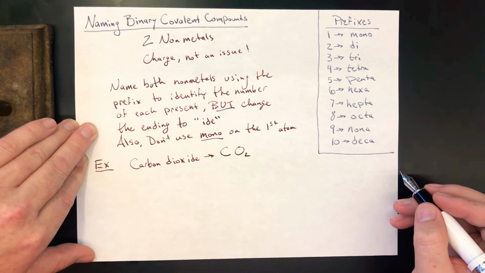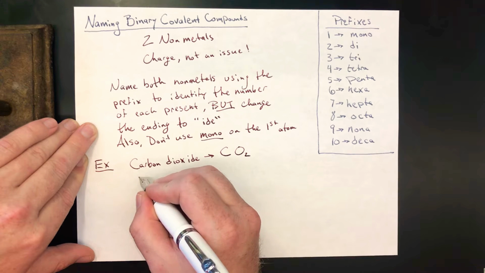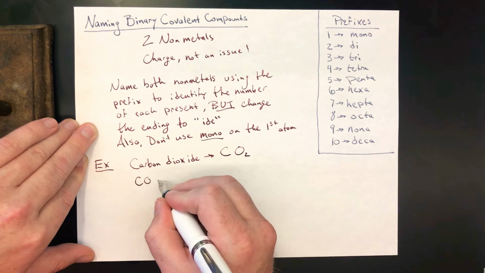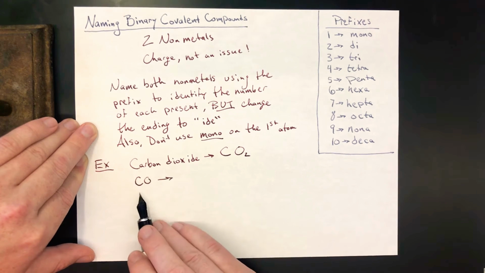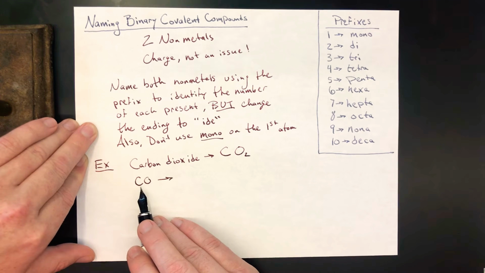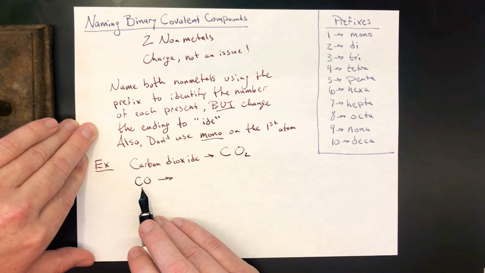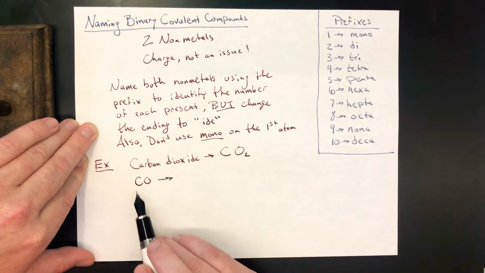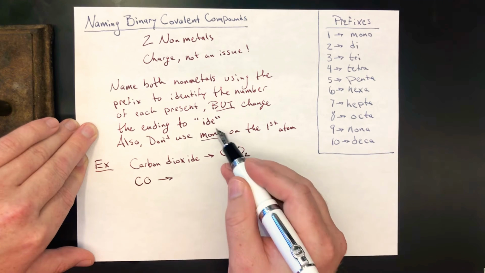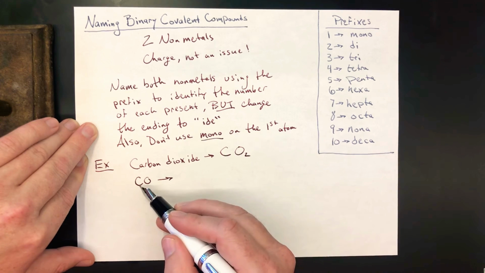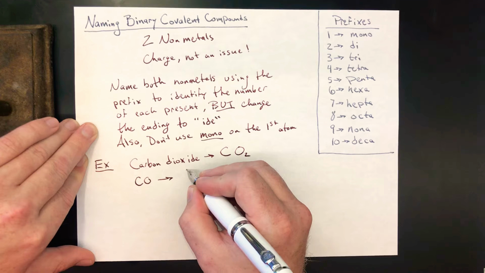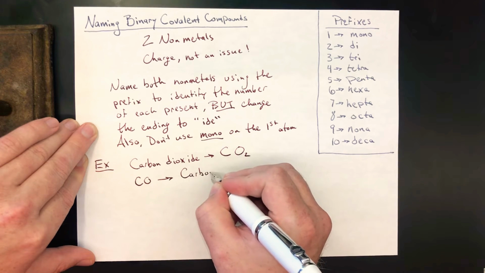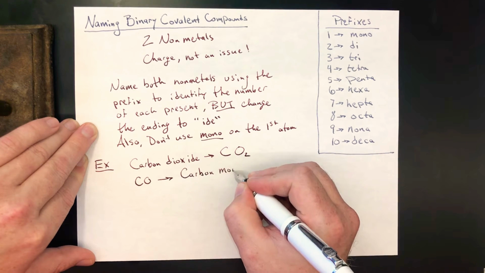Okay, let's look at another example. If I have a formula and I want to write the name, I know this is covalent because carbon and oxygen are both nonmetals. So now I need to just name both of them and use these prefixes. I have one of each, but I'm not going to use mono on the first one. So I would call this just carbon monoxide.